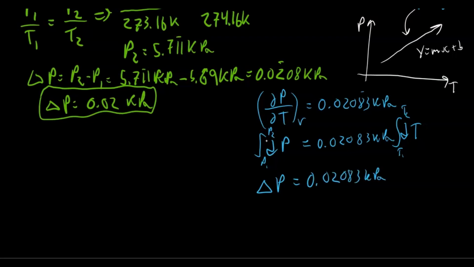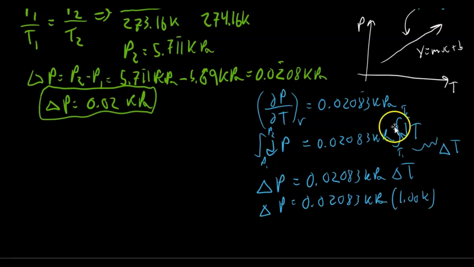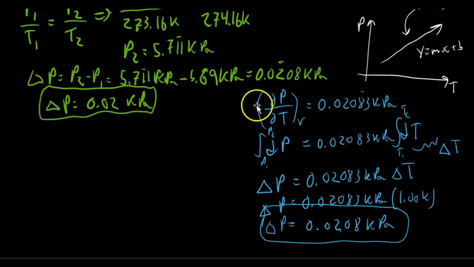And that's equal to 0.02083 kilopascals times our change in temperature, delta T, which is just 1 Kelvin. So change in pressure equals 0.02083 kilopascals times 1.00 Kelvin. And we don't have to subtract anything, so we're not going to lose as much precision as with the other method. 0.0208 kilopascals, delta P. All right, there we go. Hope you enjoyed it.